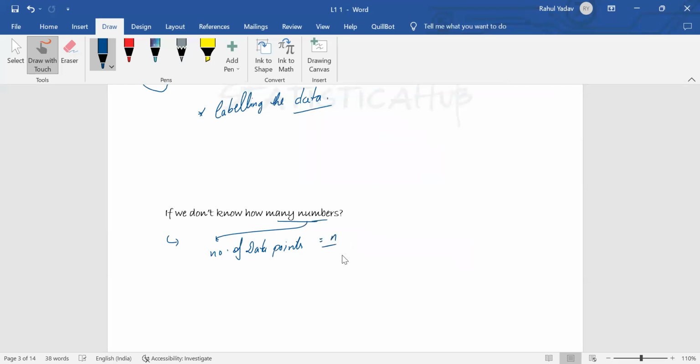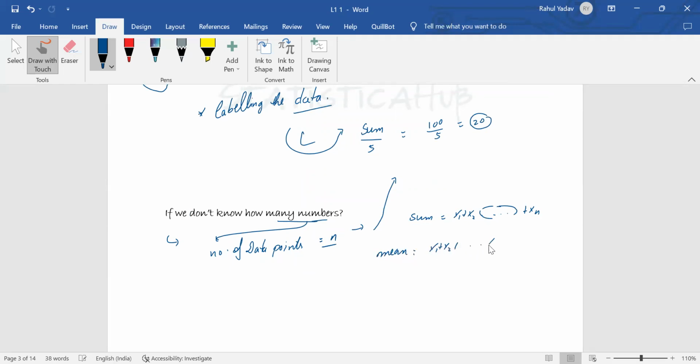Okay, for the general case, we can state it like this. We assume that the data are n. In the previous example, we know the average is sum divided by 5, so that was 100 divided by 5, which is equal to 20. In the same format, the sum will be x1 plus x2 dot dot dot plus xn. So the mean will be x1 plus x2 plus so on up to xn, divided by n. This is the general format for finding our mean value.